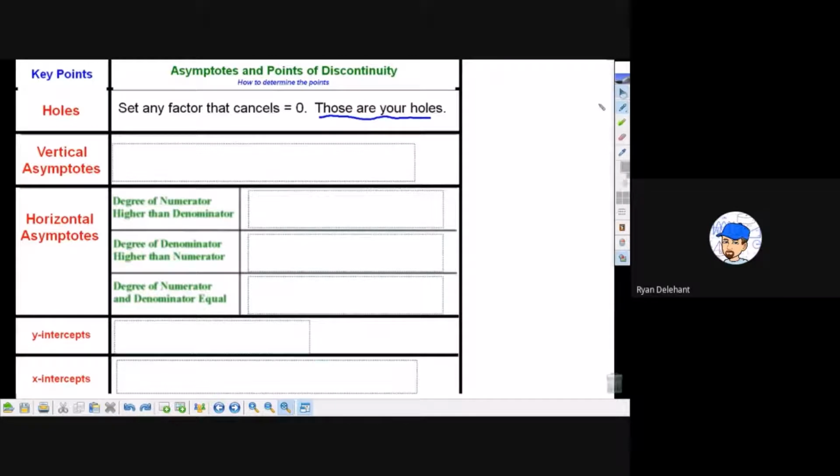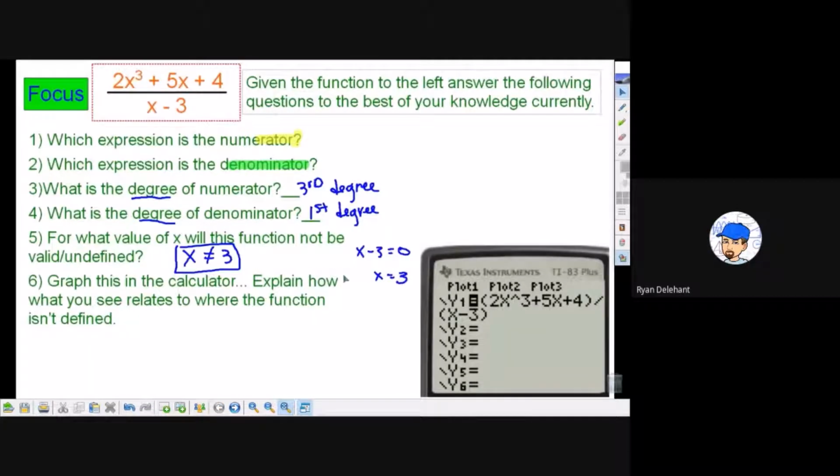And when we go to find these, it says after finding any holes, you see what's left in the denominator and set it equal to 0. And that will tell us where this vertical asymptote is going to go. Meaning, we come back to this one, this x can't equal 3. This is actually where my imaginary vertical line would be in this graph. That asymptote would fall at x equals 3.